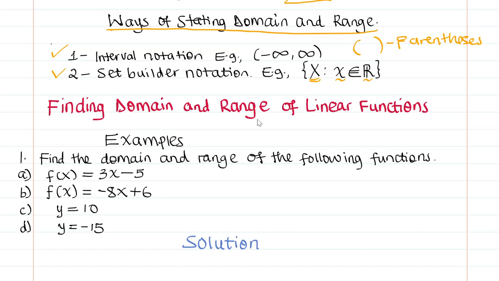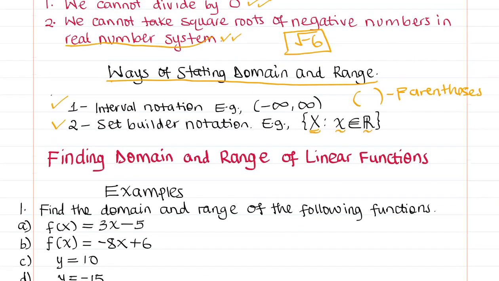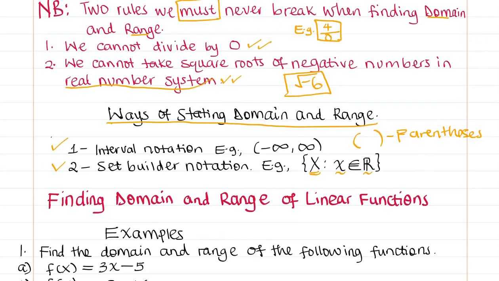So as we go to examples, we must go with these four things in mind. One, we must go with these two rules, that we don't take the square root of a negative number and we don't divide by 0. And then also we have two ways of stating the domain and the range. That is the interval notation and the set builder notation.